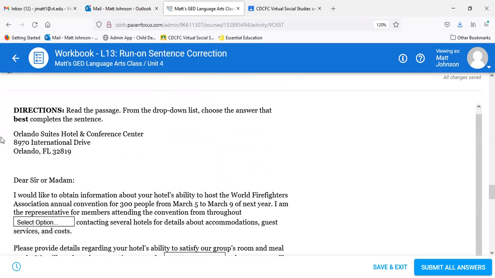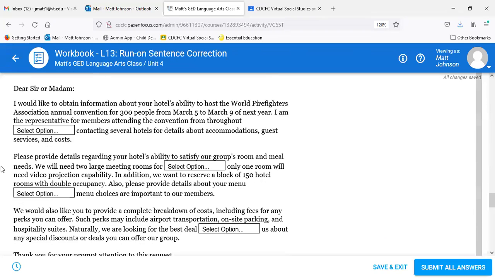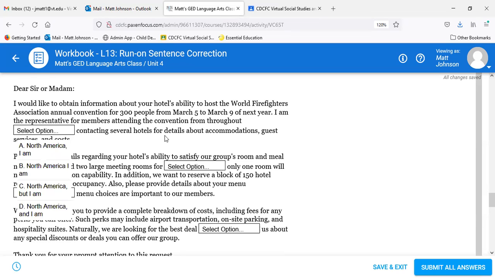Orlando Suites Hotel and Conference Center, 8970 International Drive, Orlando, Florida. Dear Sir or Madam, I would like to obtain information about your hotel's ability to host the World Firefighters Association annual convention for 300 people from March 5th to March 9th of next year. I am the representative for members attending the convention from throughout North America.